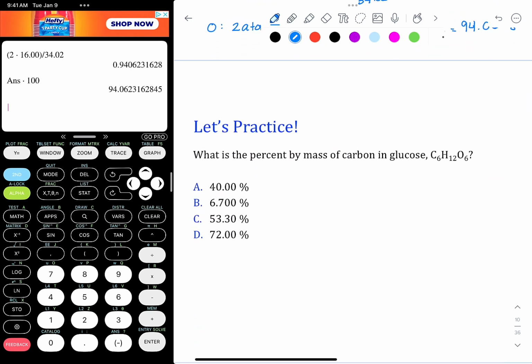So let's keep practicing. What is the percent by mass of carbon in glucose, C6H12O6? Well, we found that molar mass before, so I'll save that step for you. That molar mass, or that atomic mass, I should say, is 180.18 AMUs. So don't recalculate that. We already calculated it before. Now determine the percent by mass of carbon in glucose. And you have your 4 options there to compare your work to.